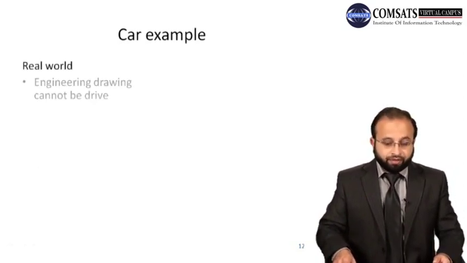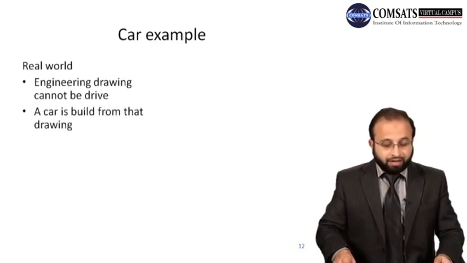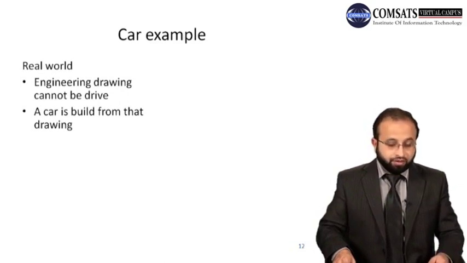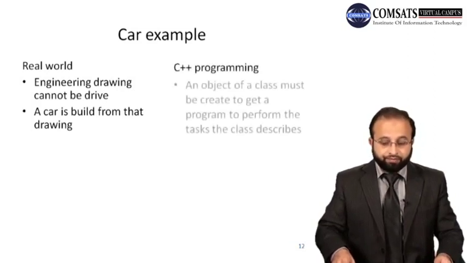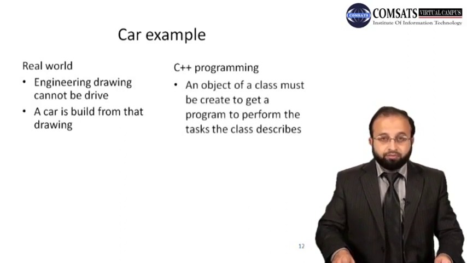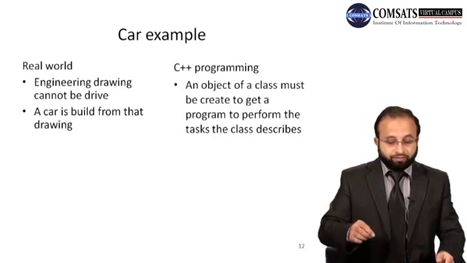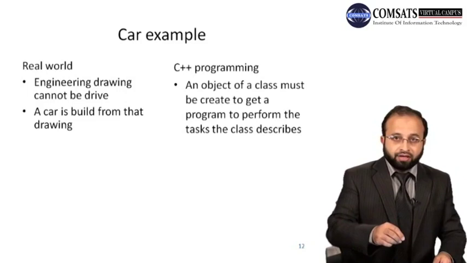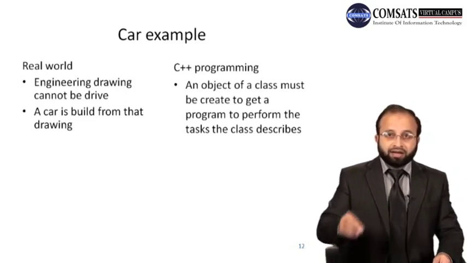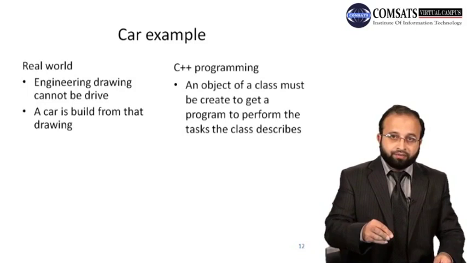So in the real world, an engineering drawing cannot be driven, but a car built from that drawing can be driven, right? You can build a car from that drawing and drive it. Now in C++ programming, an object of a class must be created to get a program to perform the task the class describes. So you have the engineering drawing, and you create a car from that engineering drawing, right?